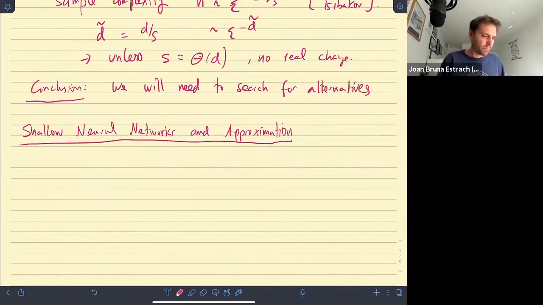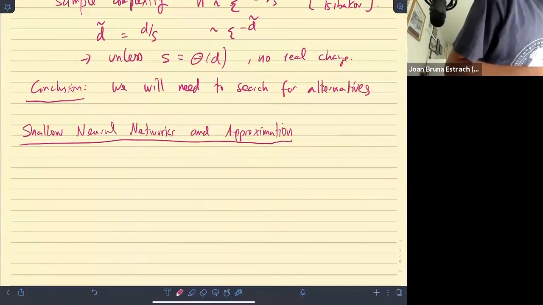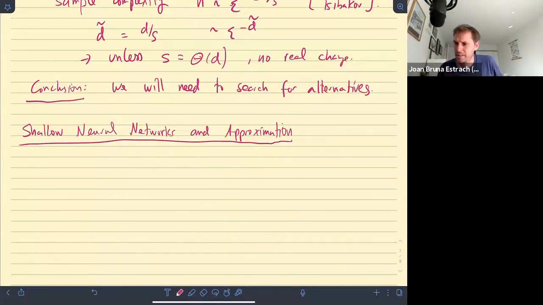So now we are going to start discussing in a bit more detail how neural networks can enter into this picture. We are going to start with a particularly simple family of neural networks, the ones that have a single hidden layer. We call them shallow. For this, we are going to define what this class is.